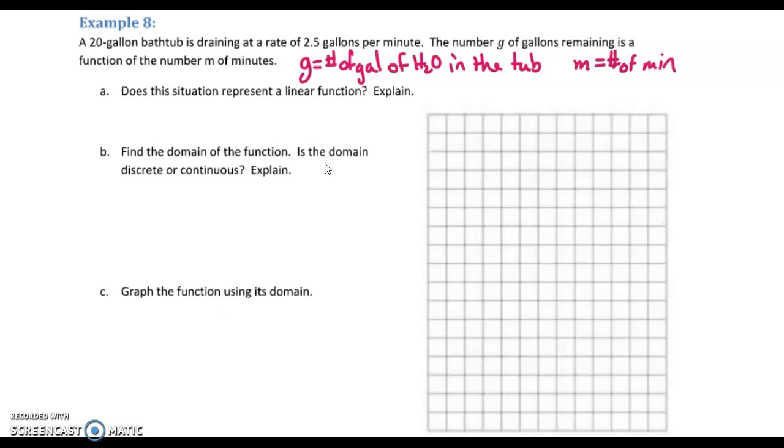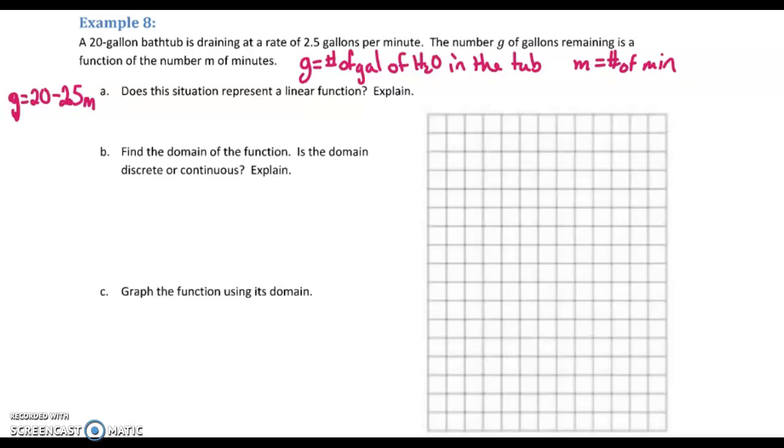So first of all, we're starting with 20 gallons. The bathtub is a 20-gallon bathtub, and it's full. So we have 20 gallons. Now it's draining, so that's going down. It's subtracting 2.5 gallons per minute. I guess we should call that G. So G equals 20 minus 2.5 M. That's going to be the function we use.